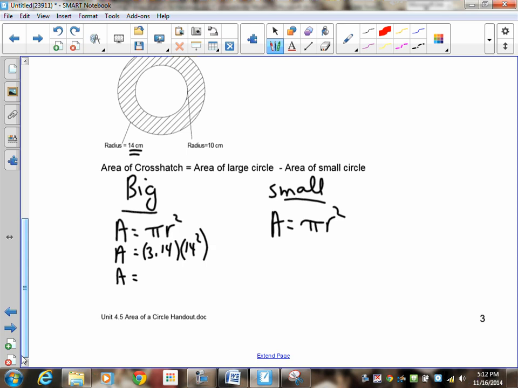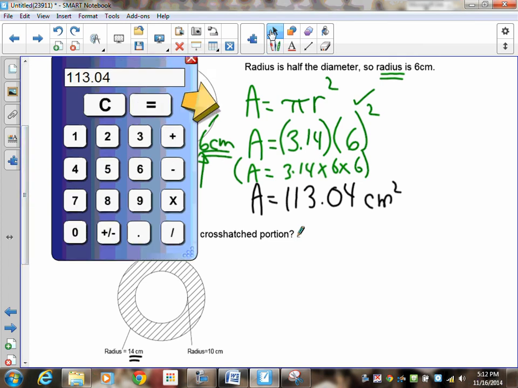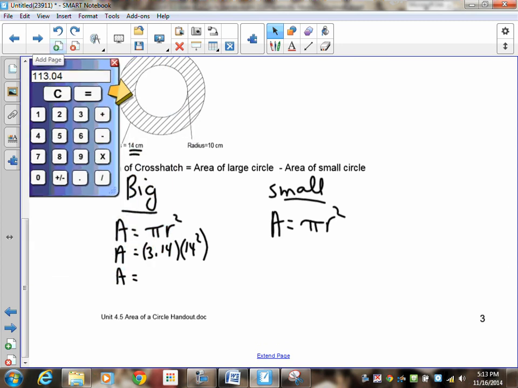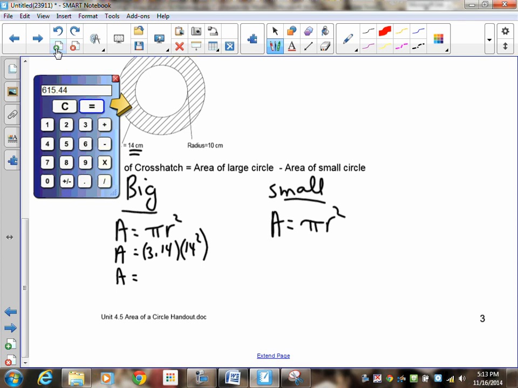All right. So using my calculator, 3.14. I'm just going to grab it and drag it down here. I'm going to make it smaller so it'll fit here. All right, here we go. So I have 3.14, and I'm going to multiply it by 14 twice. 14 times 14 and equals. So that means that this is 615.44.